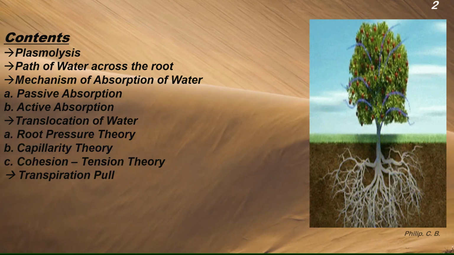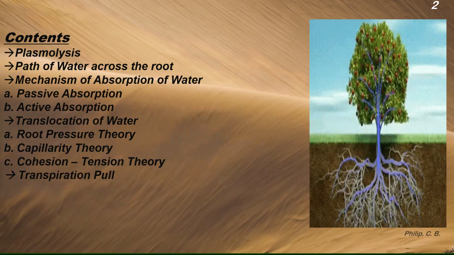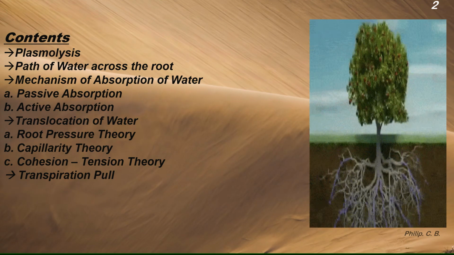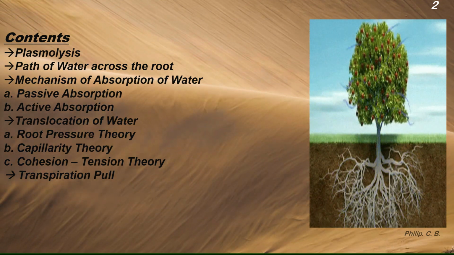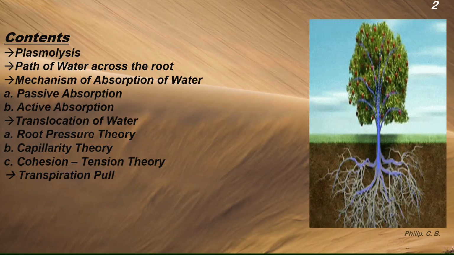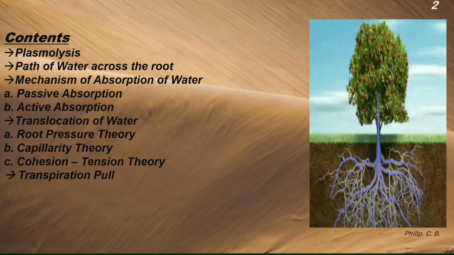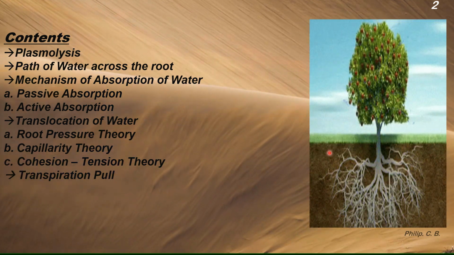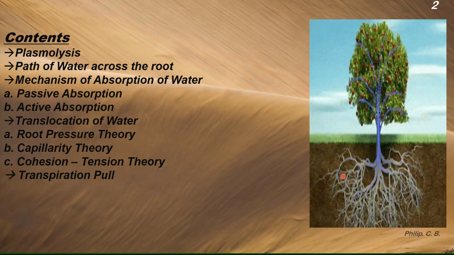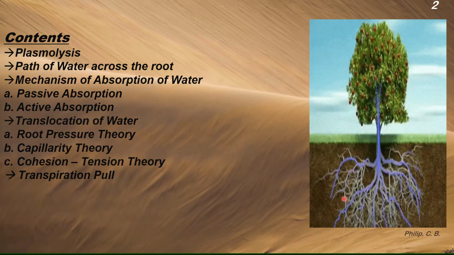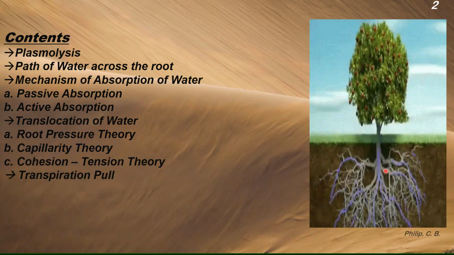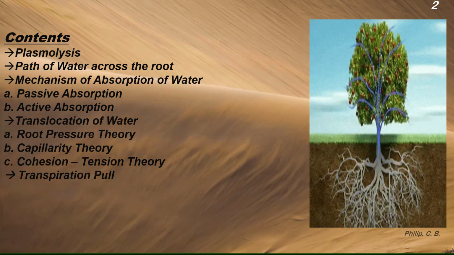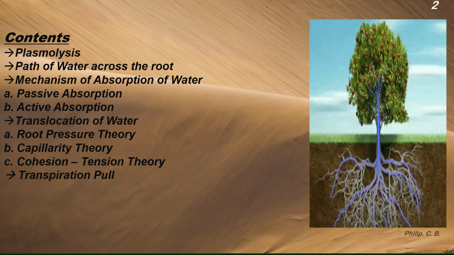Content: plasmolysis, path of water across the root, mechanism of absorption of water, in that passive absorption and active absorption. Further, translocation of water, in which we will be learning root pressure theory, capillarity theory, cohesion tension theory, and lastly transpirational pull. In relation to this, you can see on the right how the plant takes up water right from the root region, from the soil, passes through the stem and reaches the topmost part, that is the leaf, and through the stomata the transpiration takes place.